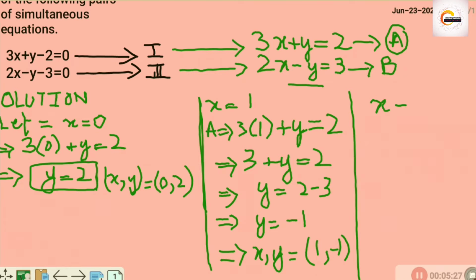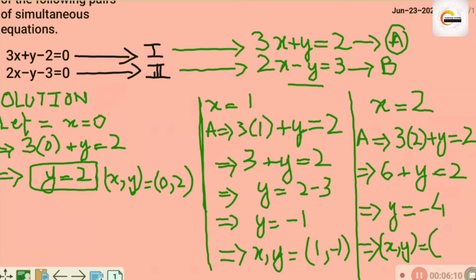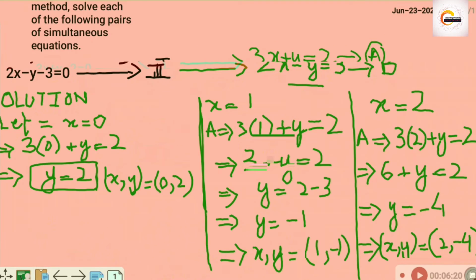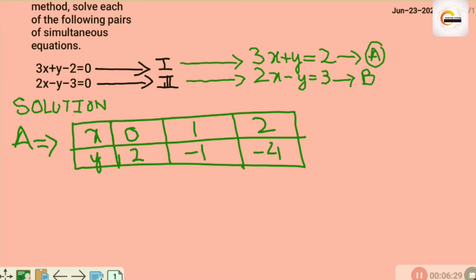Similarly, if x equals 2, then equation A will be 3 times 2 plus y equals 2, which means 6 plus y equals 2, and 6 will go on the other side, so y equals minus 4, and x comma y equals 2 comma minus 4. Now I am making a table in which I am writing all the x's and all the y's. This way we can write the table. So the table for equation 1, equation A, is this. Now let's solve equation B.